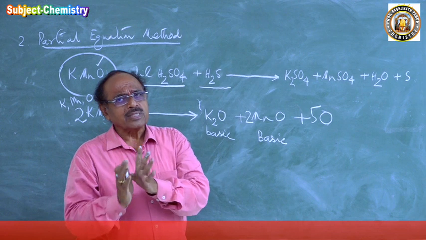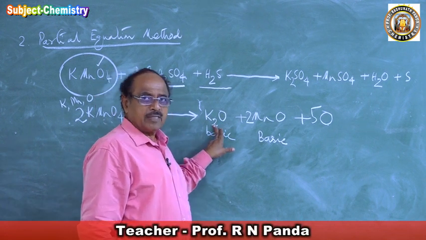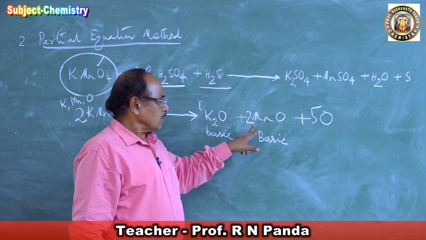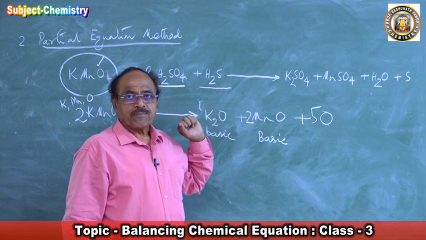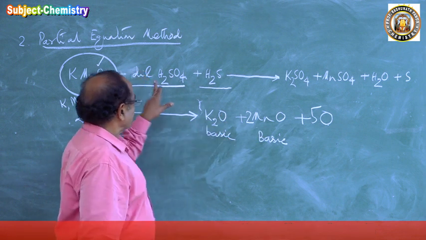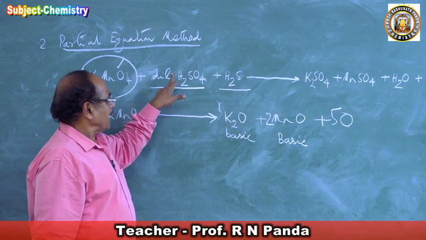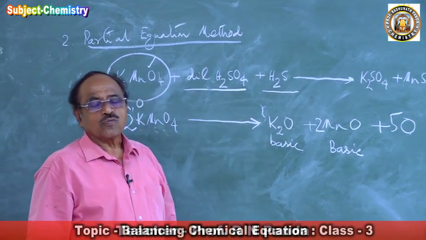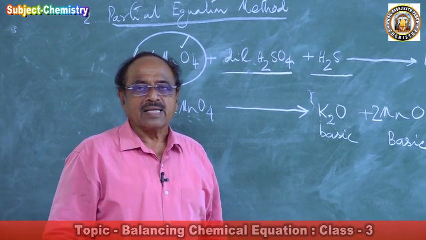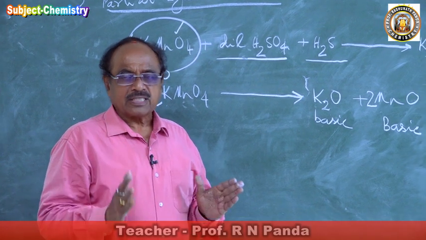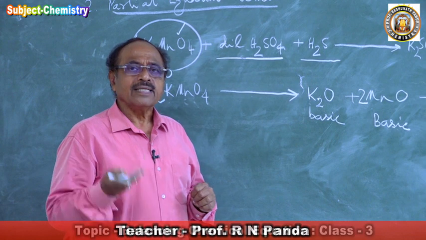Exactly the same thing happened. Which products are now present? Potassium oxide is there, strongly basic. Manganese oxide is there, strongly basic, and oxygen is there. What is sulfuric acid? An acid. So what will happen? Acid and base react to form salt and water. We have done this in our oxide class: metallic oxides are basic and will react with acid to form salt and water.